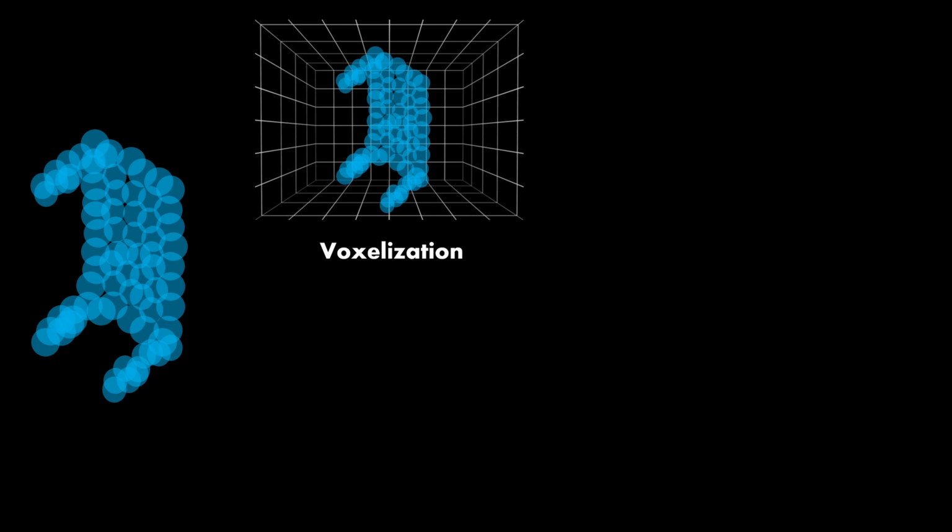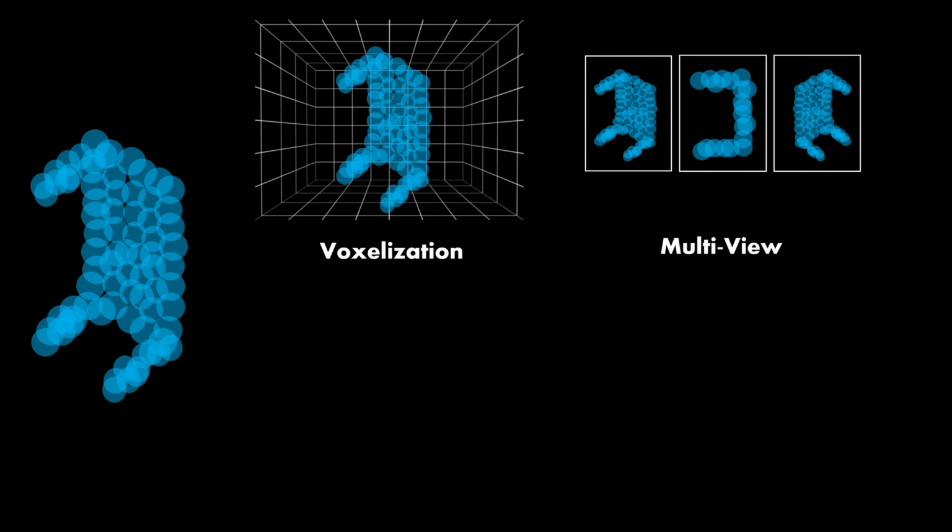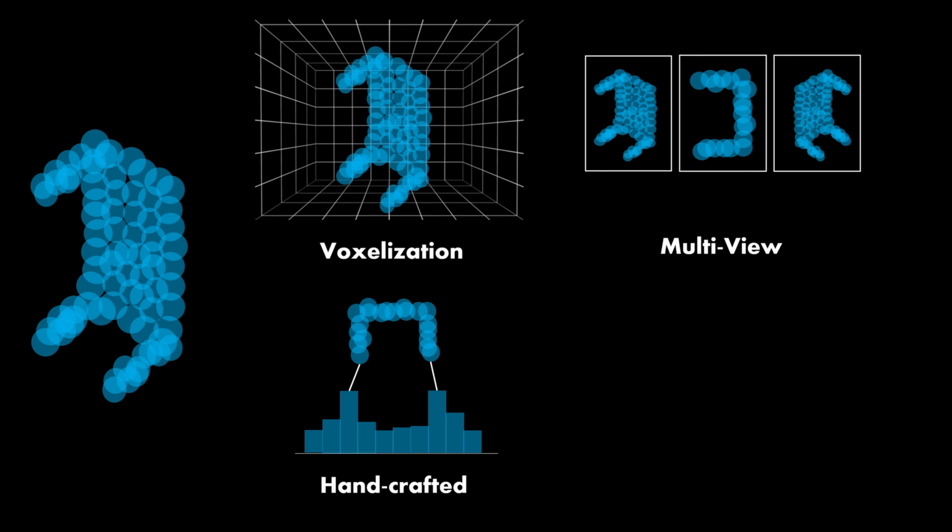Another approach is to look at the object from different angles and take the 2D snapshots as input for a regular CNN. This approach is more efficient, but the downside is that we don't really use the 3D information. Besides that, there exist lots of handcrafted descriptors, for example, calculating histograms over the spatial distribution.